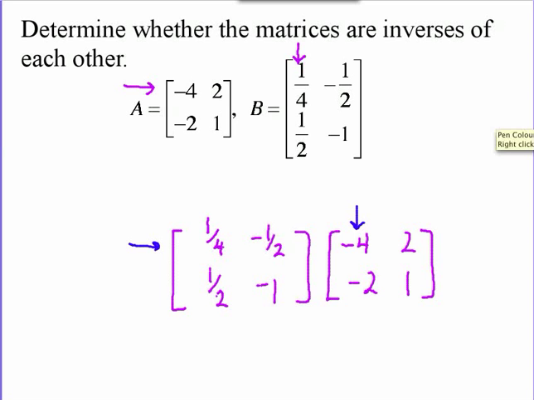So first of all, A times B, when you do that, you're going to get -4 times 1/4, which is -1, plus 2 times 1/2, which is 1. And what does that come out to be? -1 plus 1? 0. Okay. So then for those of you on AB, you're going to do this one.